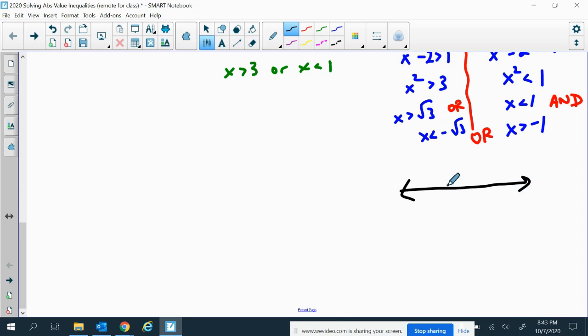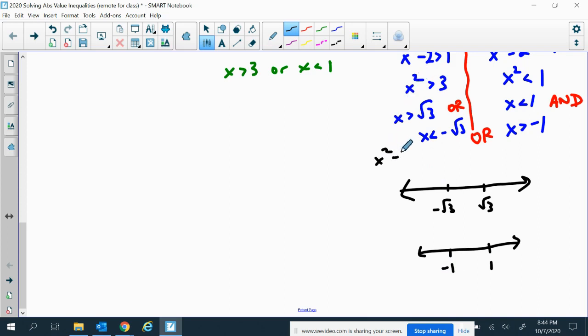So if I'm looking at negative root 3 and positive root 3, and I'm looking at negative 1 and 1 inside of these things, I would plug in these numbers and see whether it works out.